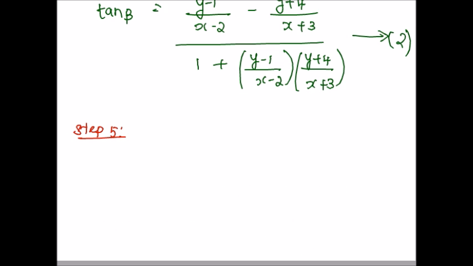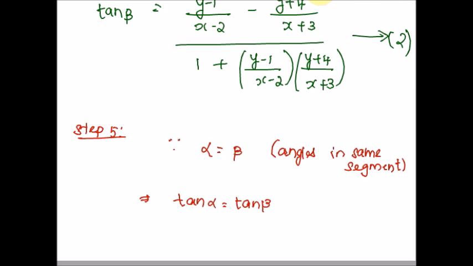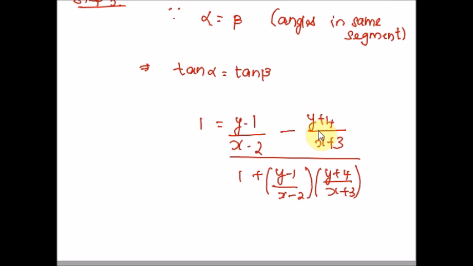Hope you know a very popular theorem, angles in the same segment. So angles in the same segment would be equal, am I right? Since alpha is equal to beta, you can also equate tan alpha equal to tan beta. Do you agree with me? So just equate equation number 1 and 2. So we will get, you can cross multiply.